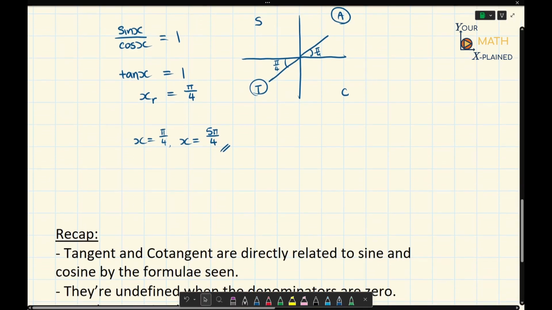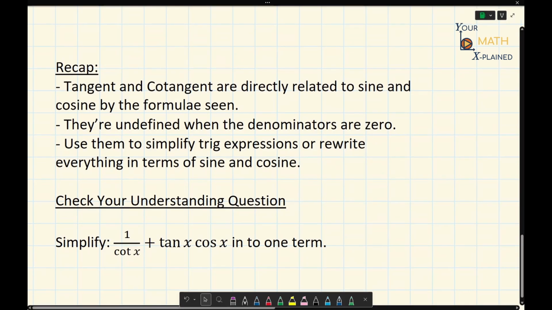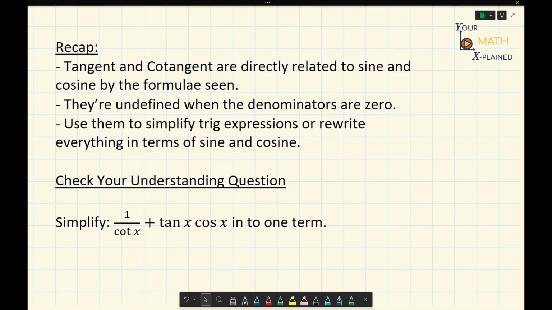And now let's go ahead and do a quick recap of everything that we covered in this video. We learned how tangent and cotangent are directly related to sine and cosine by the quotient identities. And since they're a quotient, they are going to be undefined when the denominators are equal to 0. And the purpose of these quotient identities is that we can use them to rewrite everything in terms of just sine and cosine so that we can simplify our trig expressions.